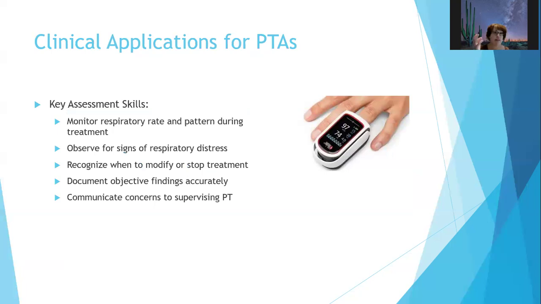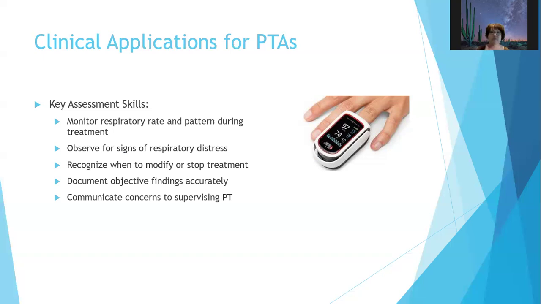So the assessment skills that we really need to know as PTAs, we need to be able to monitor respiratory rate and pattern during treatment. That's super important. We need to be able to observe for signs of respiratory distress, like is the person turning blue? Are they turning red? The colors that you note in respiratory distress are red, white, and blue. Somebody is red, white, or blue, and those aren't their normal colors. I don't know that anybody's regularly red or blue, but I'm not going to rule it out. But if they're red, white, or blue, then you probably need to stop or modify your treatment.